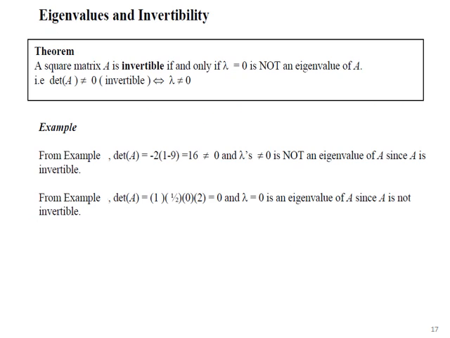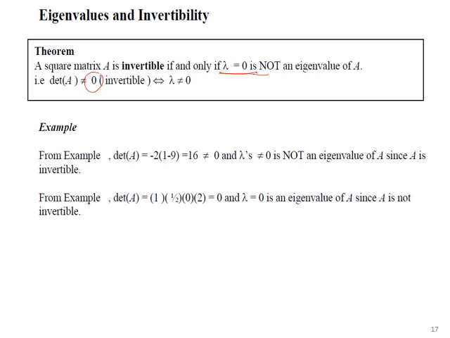Also a feature to be mentioned: a square matrix A will be invertible if and only if lambda is not 0, because if lambda is 0, the determinant will be, as you see here, equal to 0. If the determinant is not equal to 0, then it means lambda is not equal to 0 too.